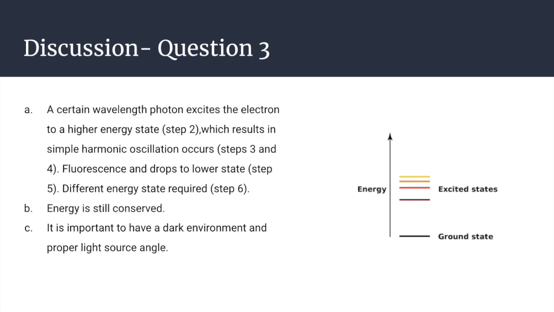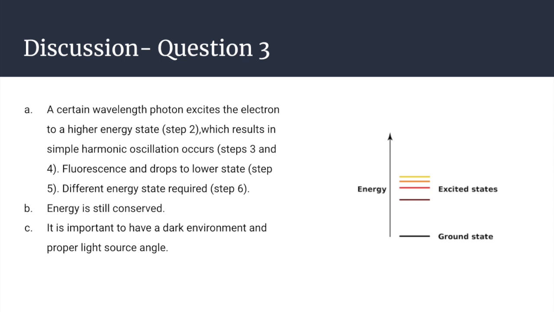These are the answers to discussion question number 3. So a certain wavelength photon goes in to excite the electron to a higher energy state, and then the resulting molecule goes back to the base state where the simple harmonic oscillation occurs at the excited state, and then it will drop emitting that photon of longer wavelength, and then go back to that ground state simple harmonic oscillation. This means the energy jump from step 2 has more energy than the drop from step 5.